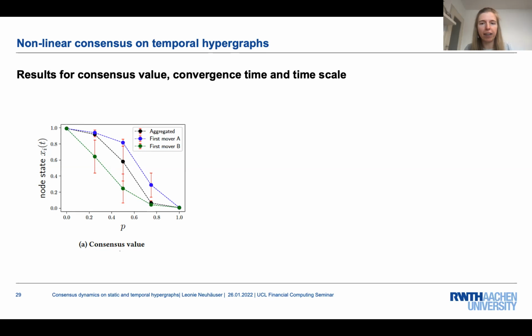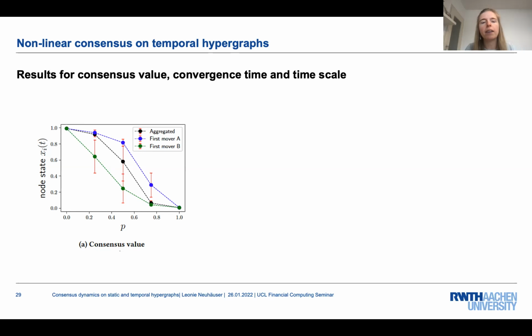And that's the same effect as we have seen in the static case, but that effect is now reinforced by the topology if the first mover group is the same as the topologically dominating group. So for P smaller than 0.5 and first mover A, that's the blue line, that is reinforced, and the other way around for the other groups.